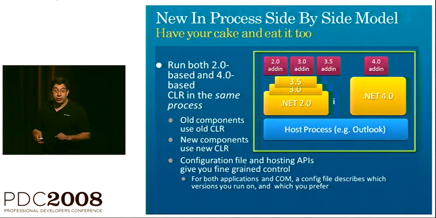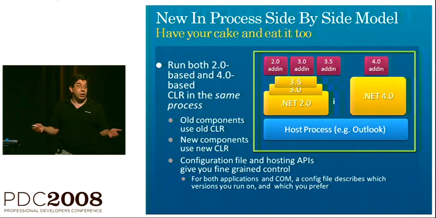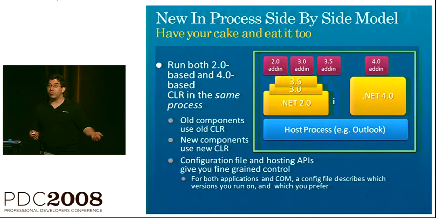And the way it works is we're actually going to run both a 2.0-based and a 4.0-based CLR in the same process, right? So you'll have at the bottom some sort of host process, say Outlook. On top of that, you'll have potentially multiple versions of the CLR running, and then the right version of the add-in running against each of those. Your old component will use the old version of the CLR. Your new component will use the new version of the CLR. Now, that might or might not be what you really want, right? So we're also going to give you configuration files that will let you choose which version you want your host to run, which version you want your app to run on, which version your add-in prefers, which version it can use.